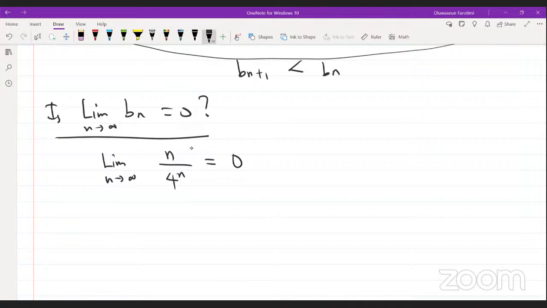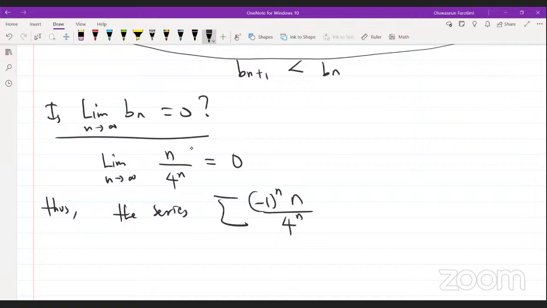Okay, so since these two conditions are satisfied, conclusion: thus the series, with n from 1 to infinity, converges. If the two conditions hold, the only conclusion that follows is that the guy is convergent.